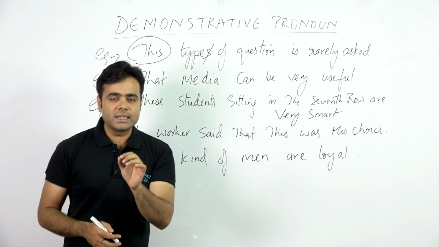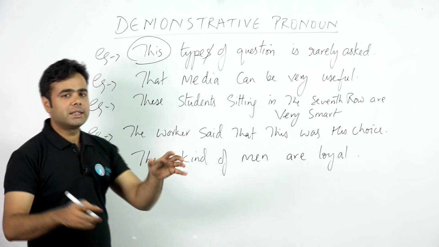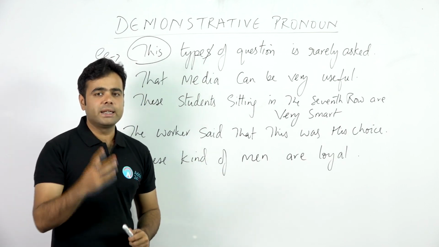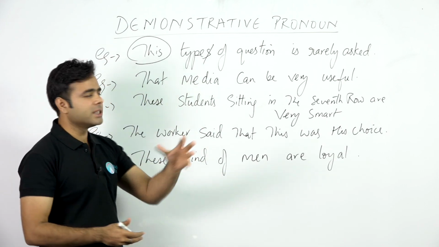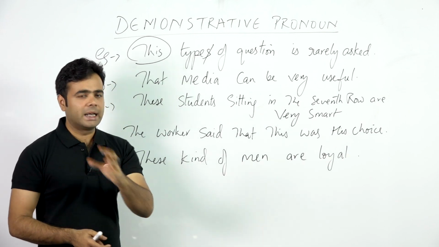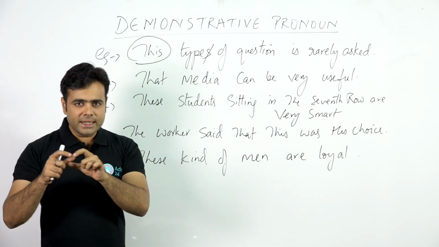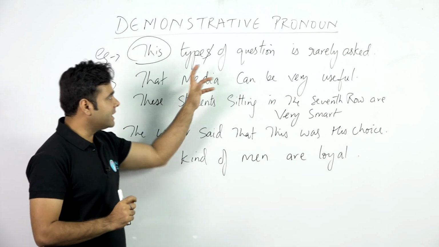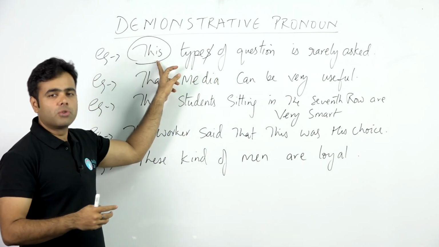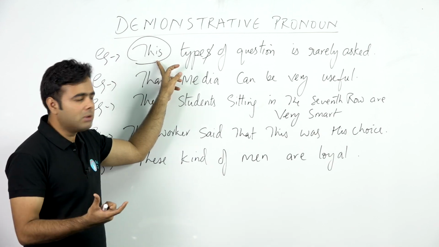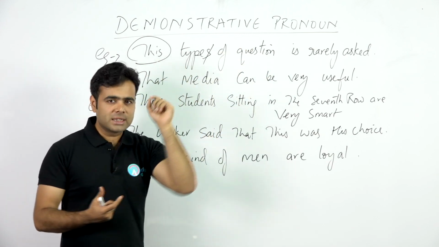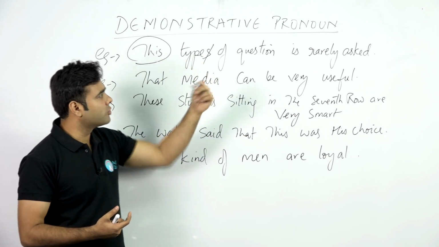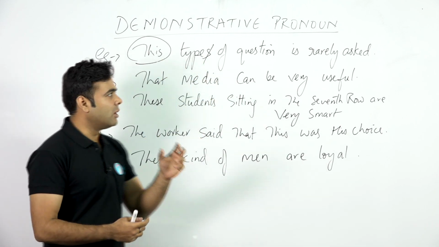Students, let me tell you that it's very important that the complete sentence should be in balanced order. How? If you are framing any sentence, you must consider that the complete sentence should be either in singular form or in plural form. But this sentence was starting with a singular demonstrative pronoun, so we have to conclude the sentence completely in singular form. So we cannot use types. We will use: this type of question is rarely asked. Now I hope it's clear to you.